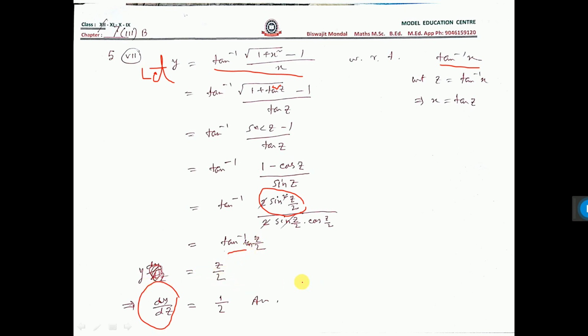Now y equals z by 2. If you differentiate both sides with respect to z, then dy dz equals half into d dz of z, that is 1. So half is the answer.